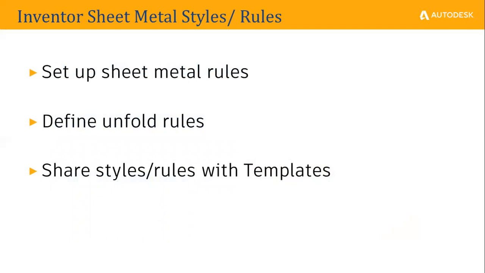First, let us get into Inventor sheet metal styles and rules. Here we're going to discuss how we can set up the sheet metal rules, how we can define unfold rules, and how we can share styles or those rules with templates, so that we don't need to create these styles and rules again and again. We can even save this as a template, so that we can also share these templates with other users. So it will considerably reduce your overall time.